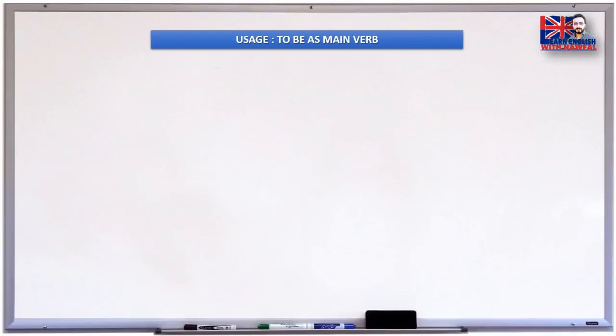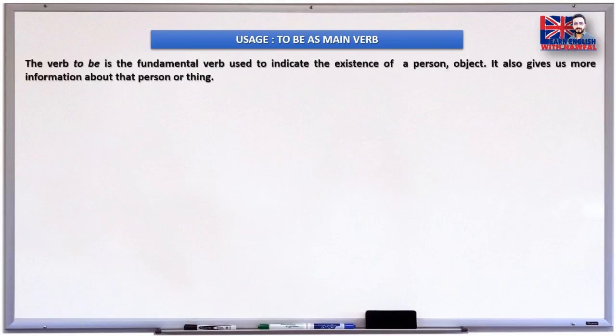So now we are going to see how to use the verb to be as a main verb. The verb to be is the fundamental verb used to indicate the existence of a person or an object. It also gives us more information about that person or thing. This means that the most common use of the verb to be is to talk about names, age, feeling, nationalities, and professions, especially when talking in the present simple. And of course, this is when we talk about a certain person.